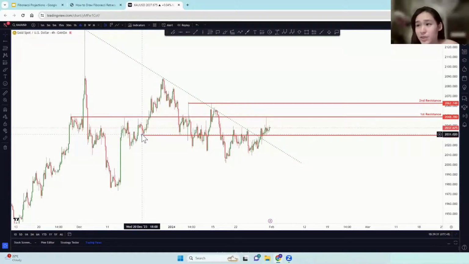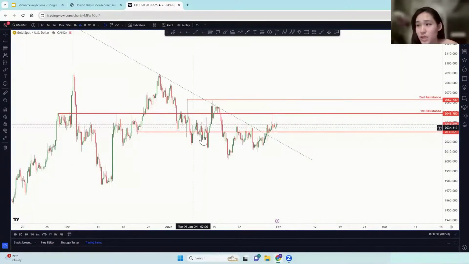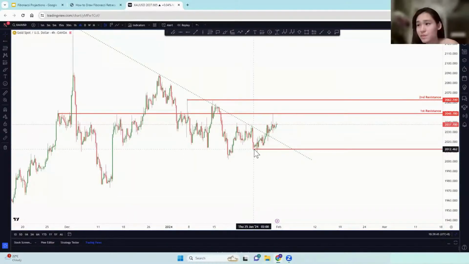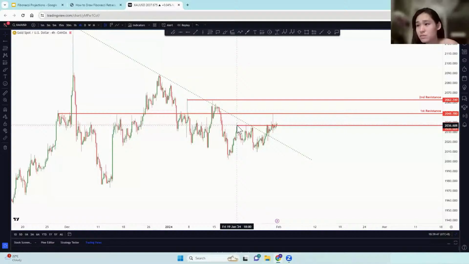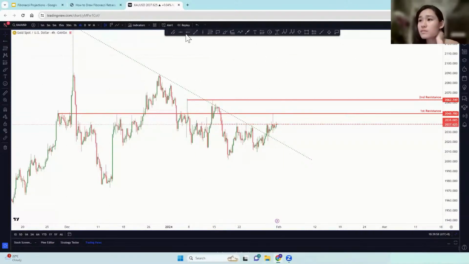I will place my first support here because we have two swing lows. You can see price testing it a lot, but it's cutting too many candlesticks here. So it's not a good support level to use. Okay, I'm going to place an intermediate level here. And my first support would be here.